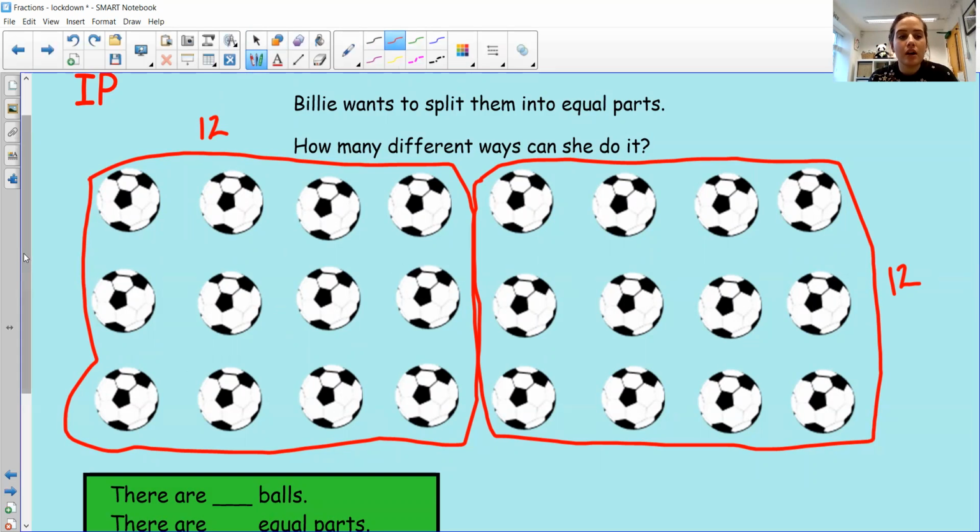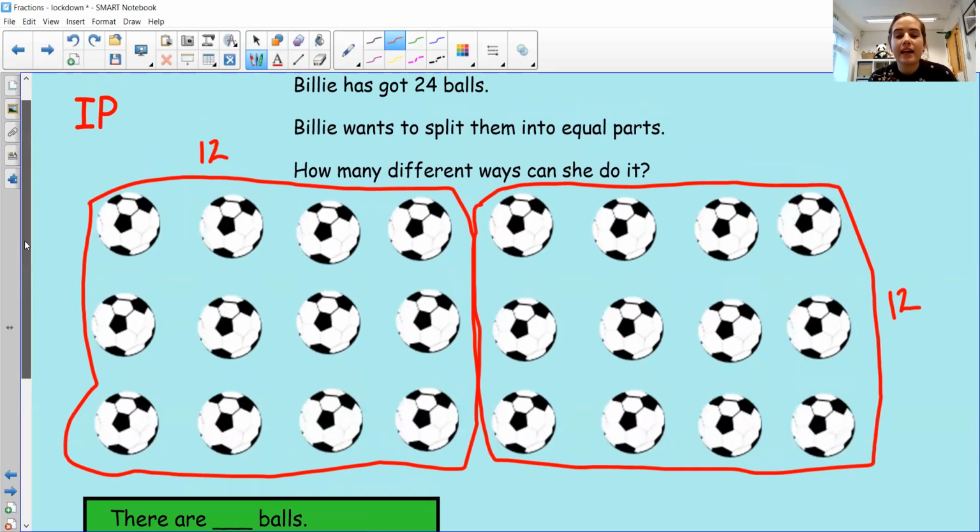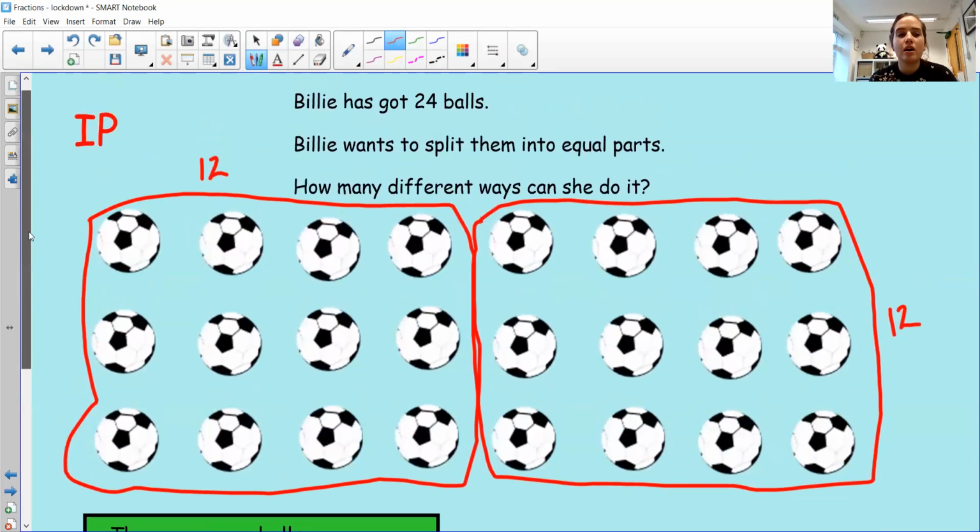But I want to know how many different ways can she do it. So this is your task. Go around the house. If you have counters from any of your games, if you could even use pencils to represent the footballs, anything you like, buttons, sweets. I tell you what, that would be an awesome way to do it. And your grown-up might let you. Can you use sweets or something really fun, or raisins, whatever you've got, to represent your footballs?